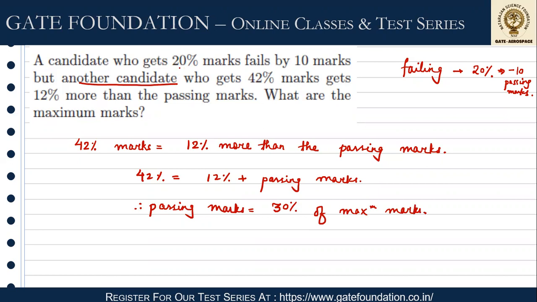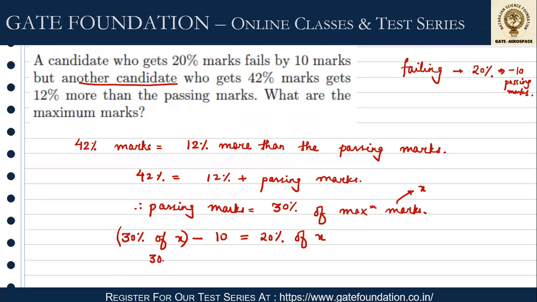Now a person gets 20% marks and he fails by 10 marks. So 30% of x minus, since he is failing by 10 marks, I'll subtract 10 out of it. What was the passing percentage? That is 30% of the maximum marks. Let's say the maximum marks is x. So 30% of x minus 10 marks is what he is getting. He is getting 20% of x, as per this statement. So I'll take this 10 on this side and 20% on that side.